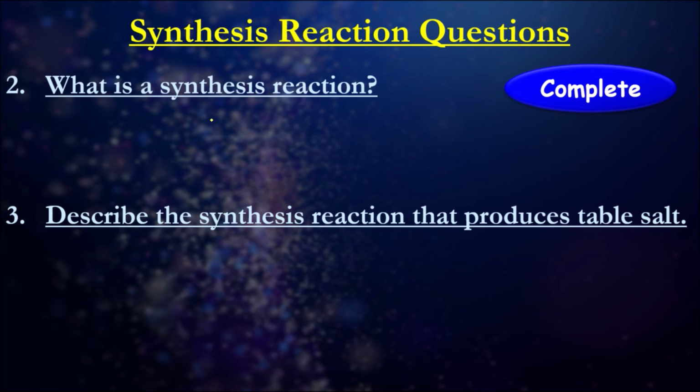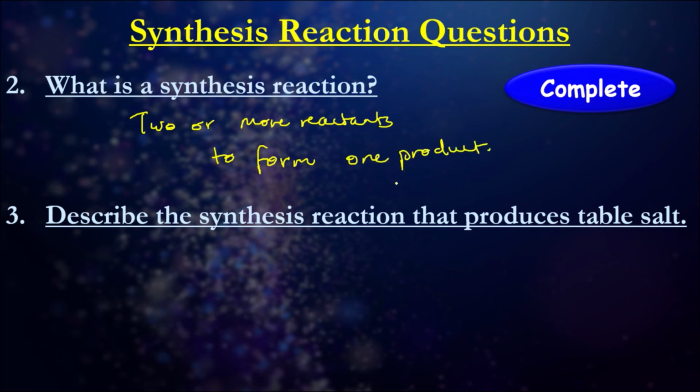Question 2, what is a synthesis reaction? A synthesis reaction is where we have two or more reactants to form one product. Describe this synthesis reaction that produces table salt. So table salt is formed from sodium added on with chlorine, and that forms sodium chloride.